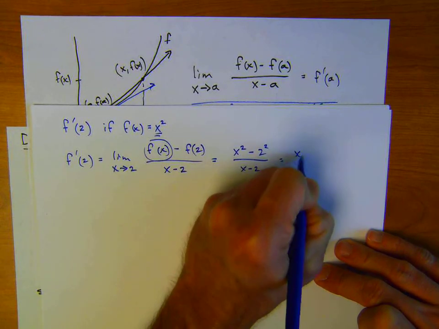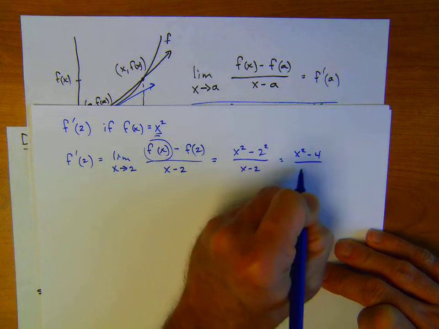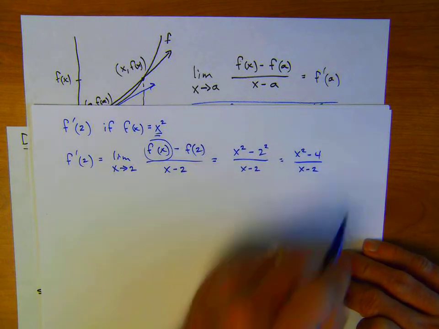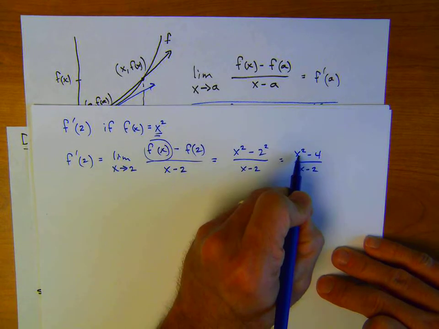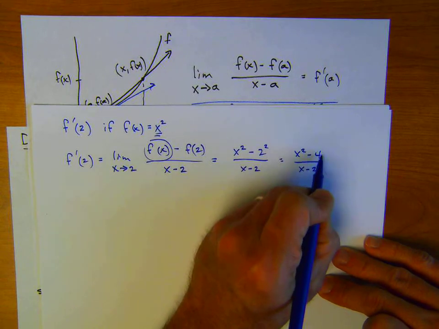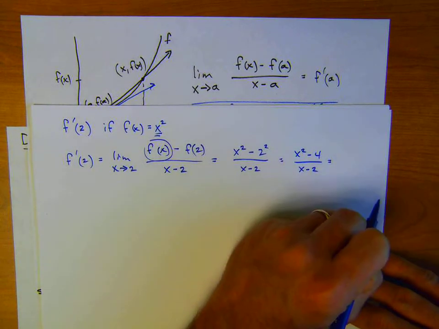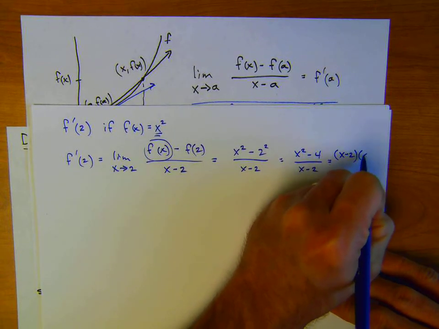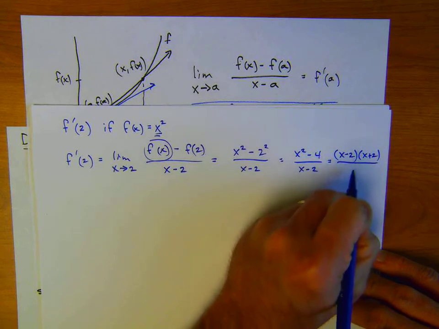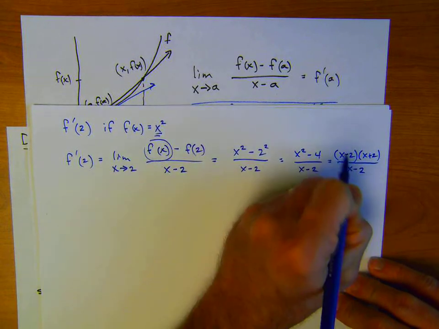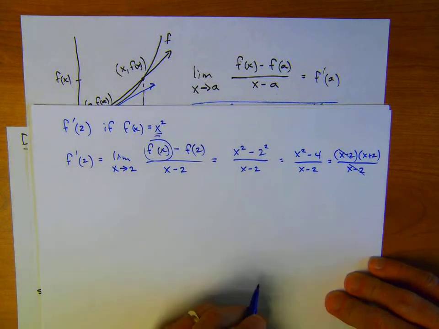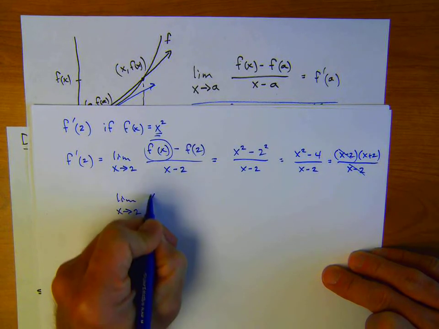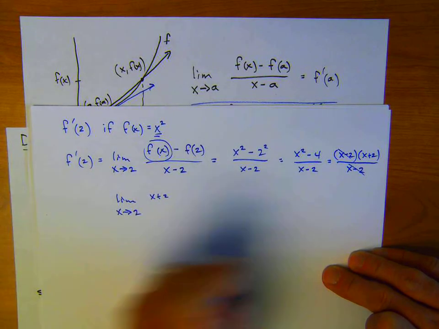So that's x squared minus 4 over x minus 2. Now I have to notice that the numerator is a difference of squares. x squared is a perfect square, and 4 is a perfect square. So I can rewrite that as x minus 2 times x plus 2 over x minus 2. x minus 2 divided by x minus 2 is 1. So now I'm left with the limit as x approaches 2 of x plus 2. That canceled out.